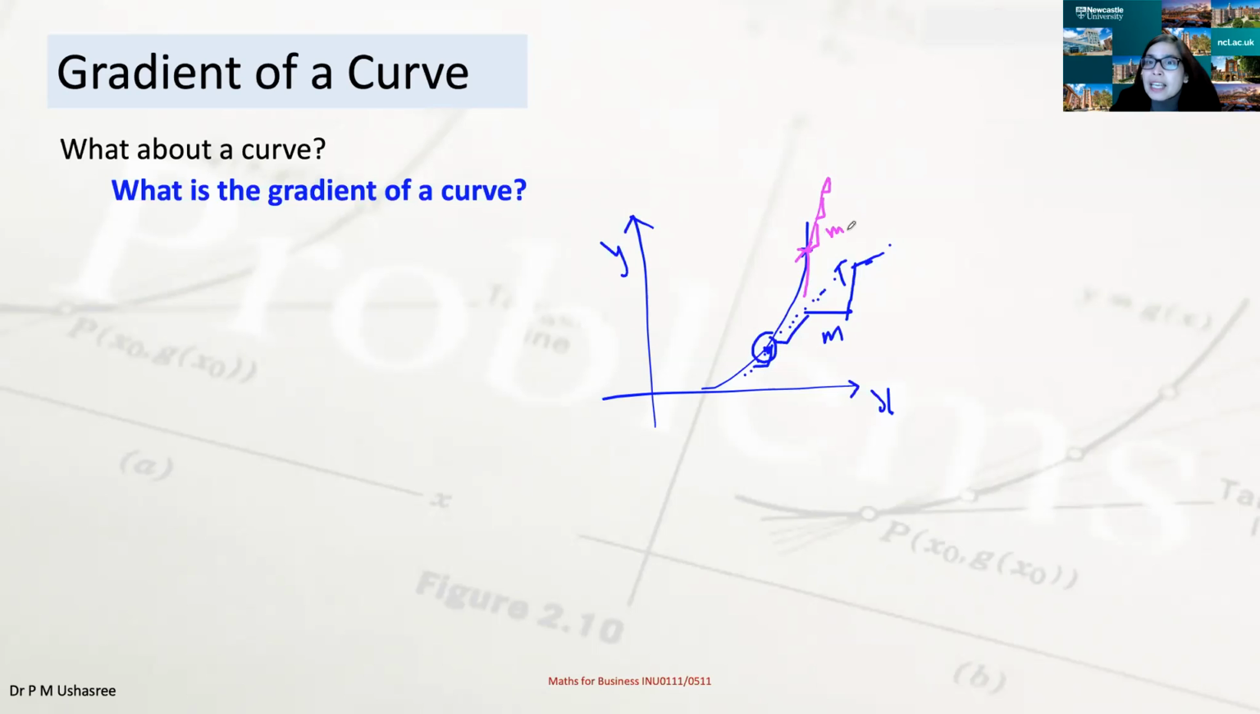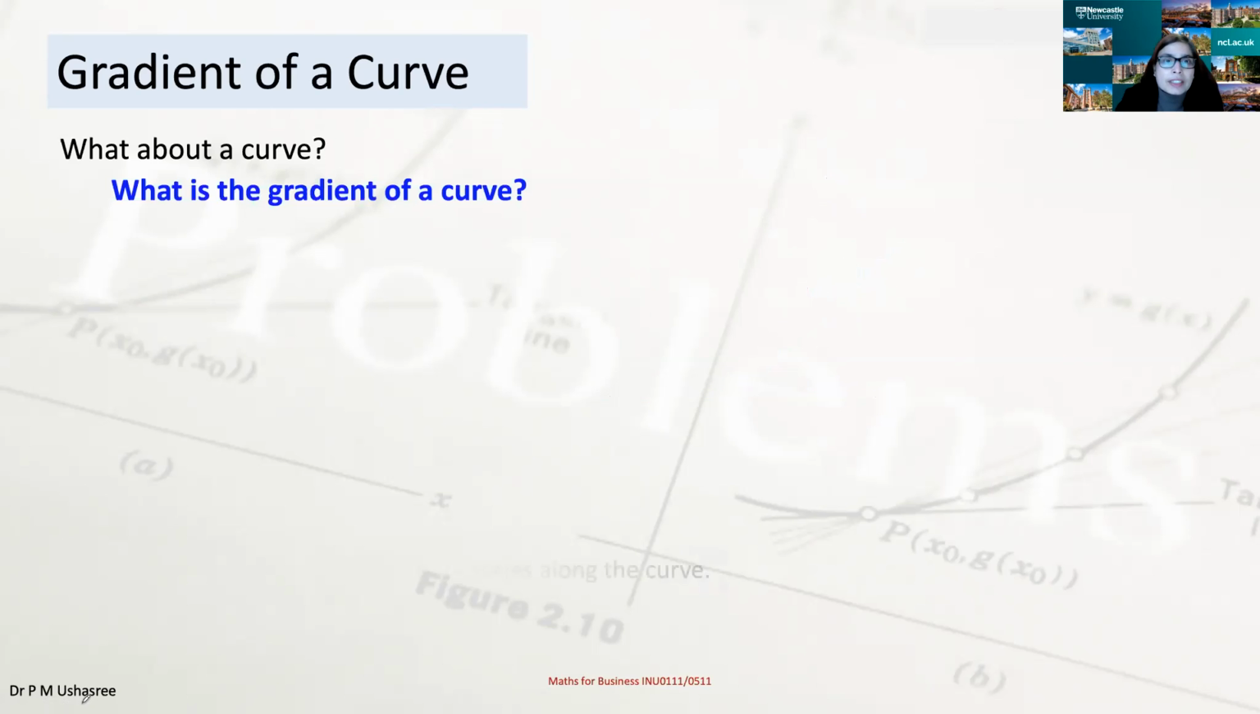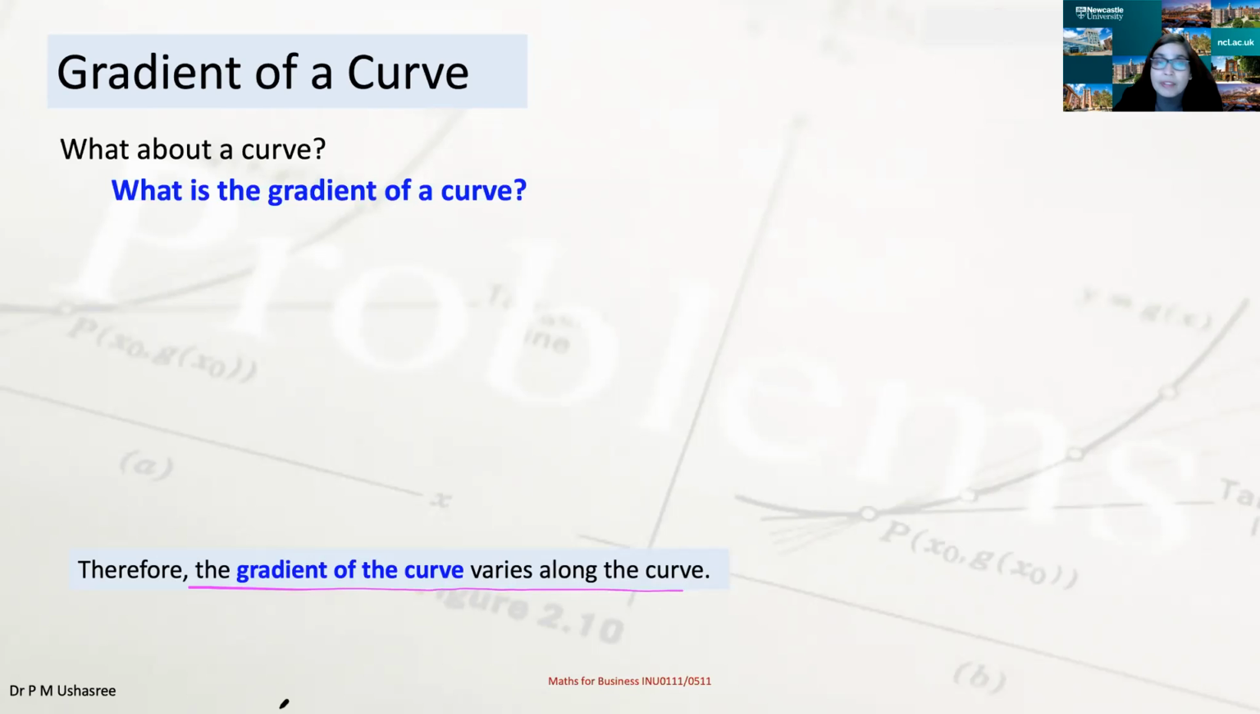Find the gradient of that line. Let's say this is M3 and this is M0. So the gradient of this tangent, M3, will be the gradient of this point. So at this point, the gradient is M3. At this point, the gradient is M0. So it's different. The gradient is different at different points. The gradient of the curve varies along the curve.